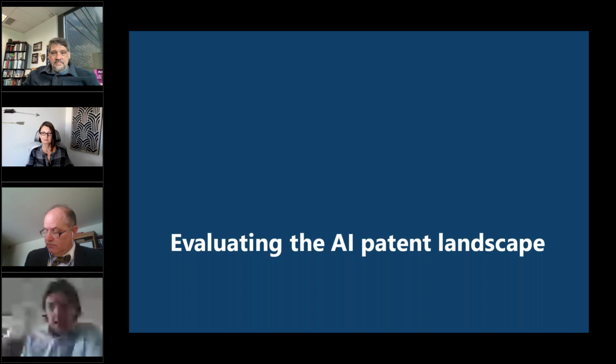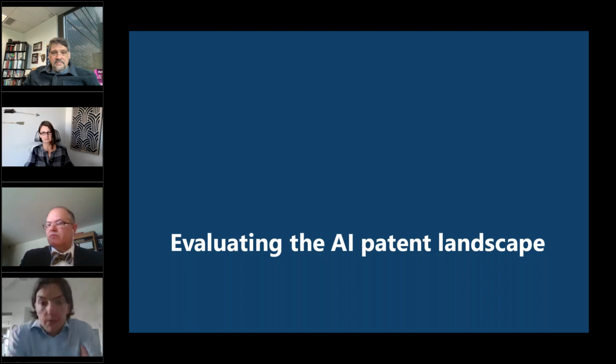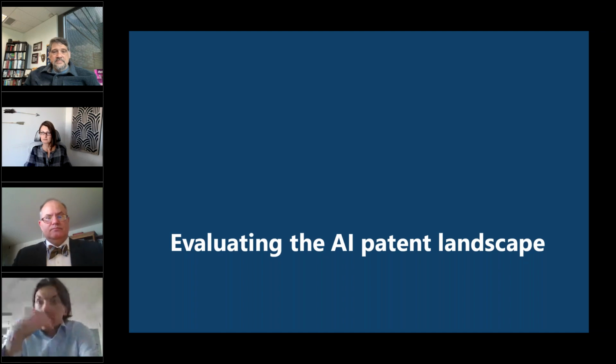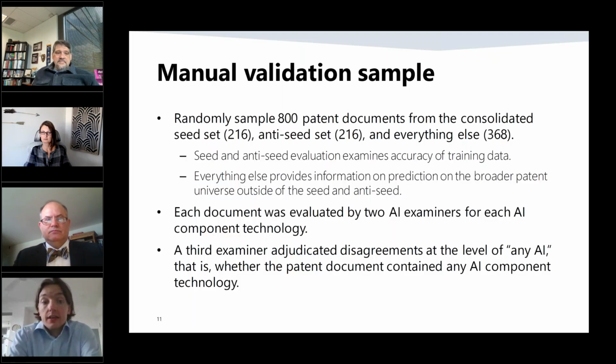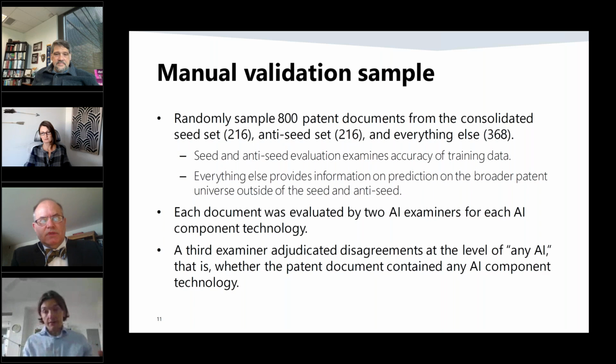So the next bit is we can evaluate it, right? This is the part that I get really excited about: we're able to use patent examiners to evaluate the quality of this approach. When we started this, we weren't sure about this expansion method. We weren't sure about our queries for the seed sets or the anti-seed sets. So what we did is we took a stratified random sample. We took 216 documents randomly out of the seed, 216 documents randomly out of the anti-seed, and then from everybody else, the L1, L2, and the remaining, we took about 400 documents, a simple random sample out of these different sets.